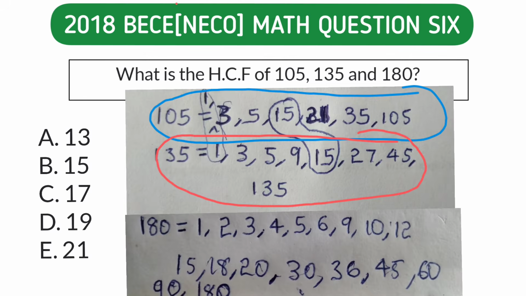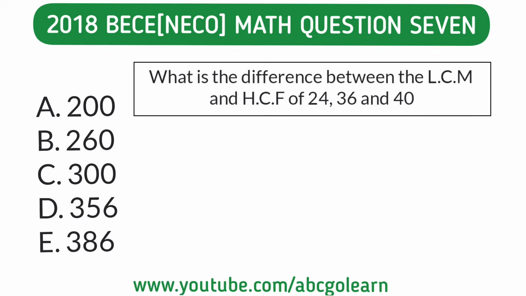Just check it. 15 is the highest common factor of 105, 135 and 180. So the answer here is B, simply B. That's 15. Number 7. What is the difference between the LCM and HCF of 24, 36 and 40?